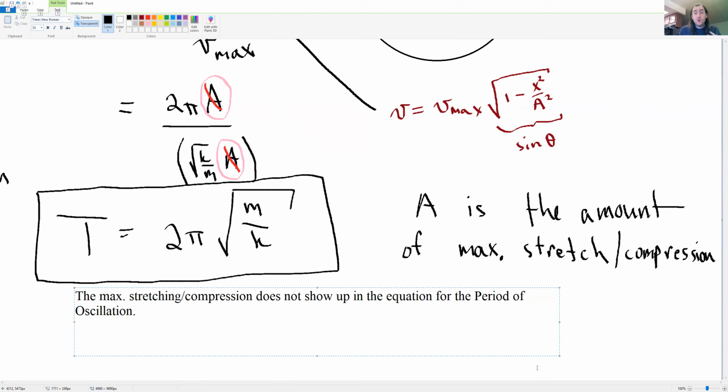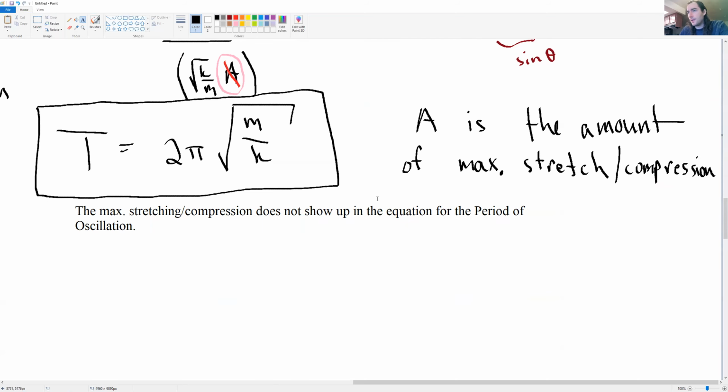You would think intuitively, if I stretch the spring more, that it would take longer for one period. Think about that for a second. If I stretch the spring more, then it has to go further back and forth. Its distance away from equilibrium is more, and it has to go twice that distance, right?